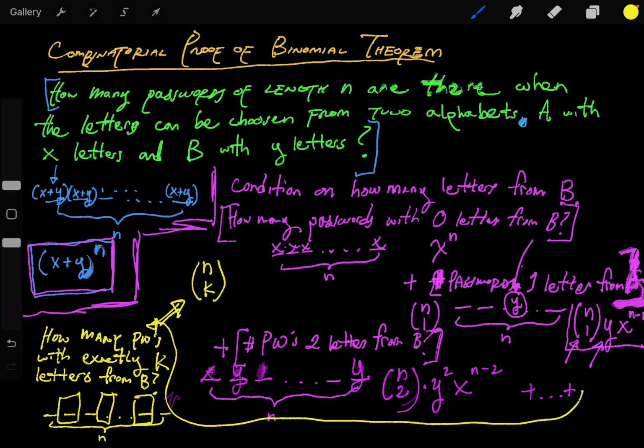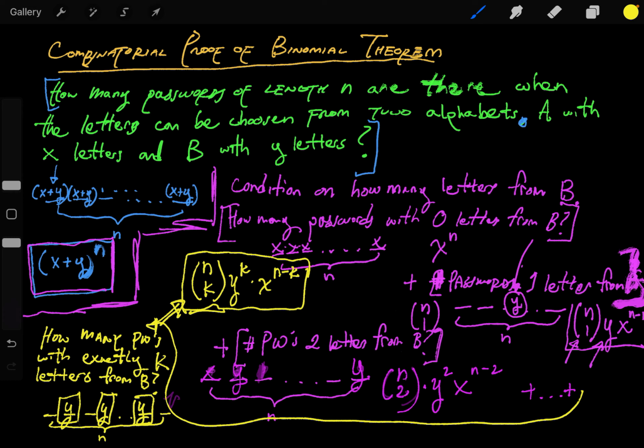And then for each of these slots, there's Y choices. I have Y letters in B, so it's Y to the K. Times the rest of the slots, which must be letters from A, and each of those is X. How many slots are left? K of the slots were taken up by letters from B, so there's n minus K slots left for the letters from A, and there's X possible choices. So this is the general answer to the question: how many passwords with exactly K letters from B? N choose K times Y to the K times X to the n minus K.